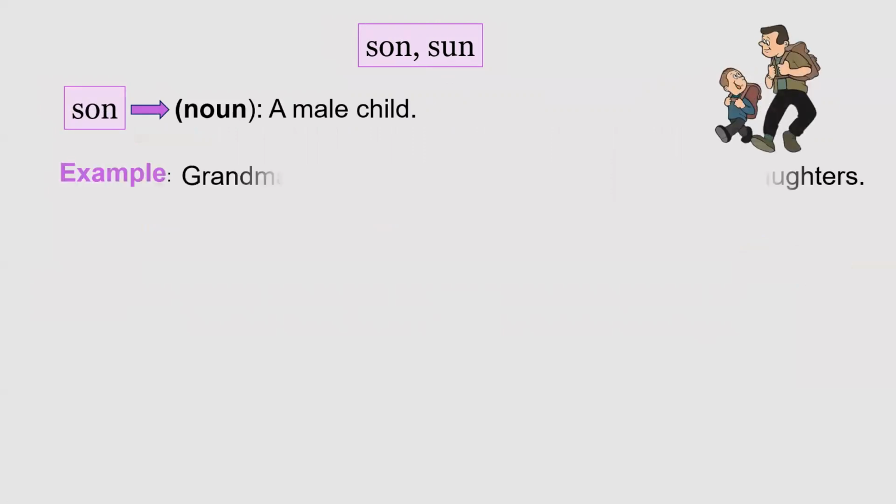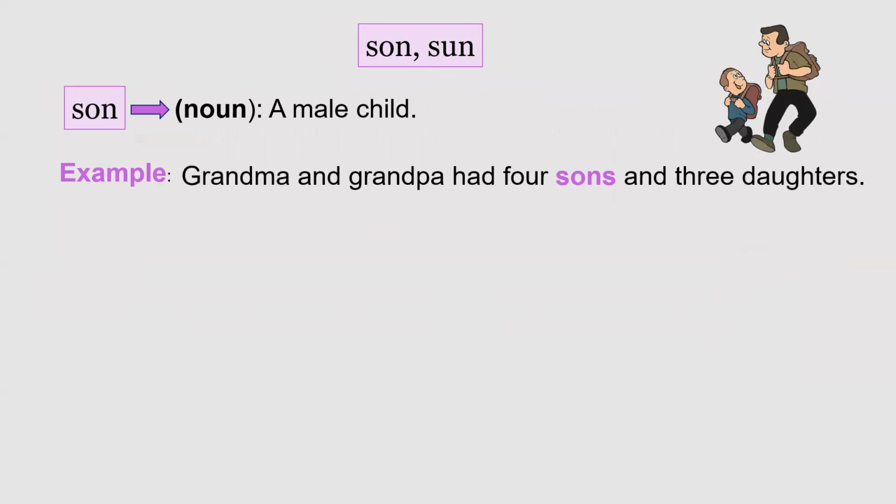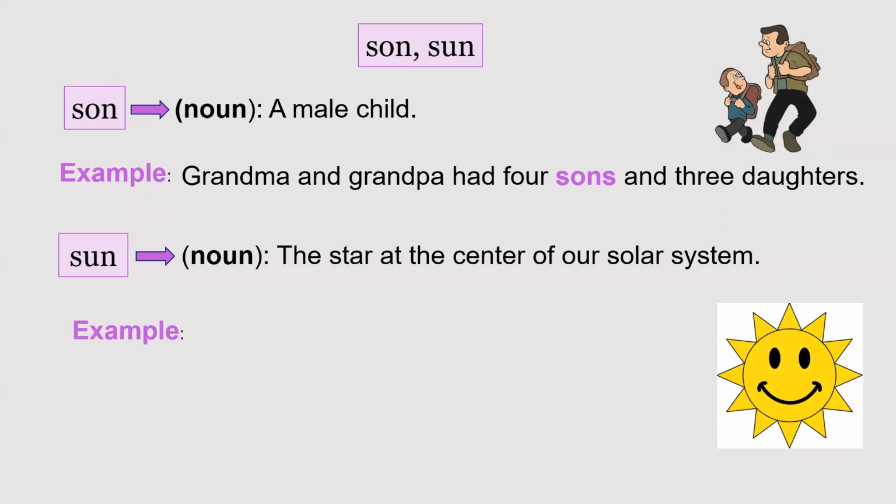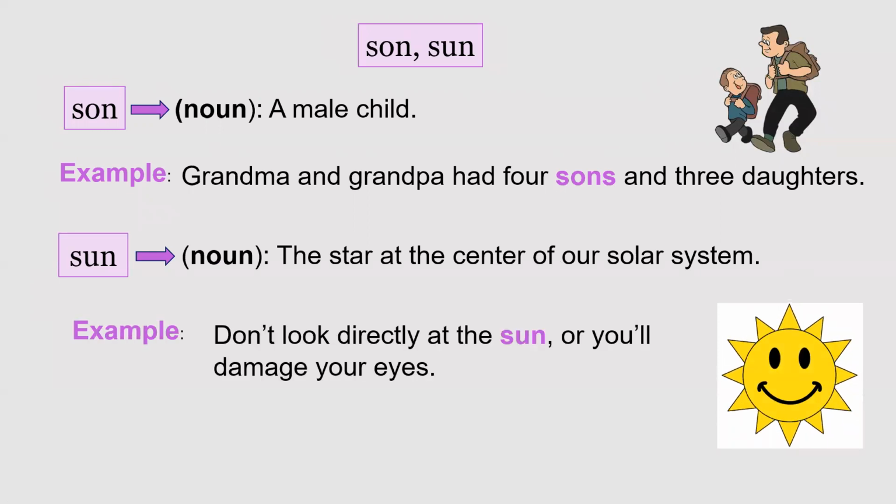Son and sun. Son with O is a noun, it's a male child. Example, grandma and grandpa had 4 sons and 3 daughters. Sun with U is a noun. It's the star at the center of our solar system. Example, don't look directly at the sun or you will damage your eyes.